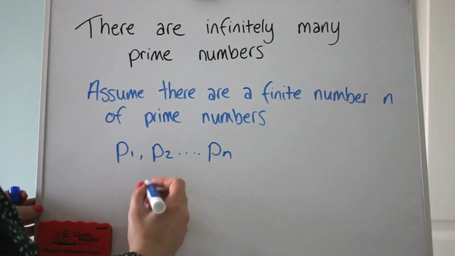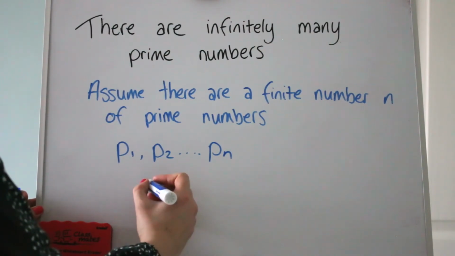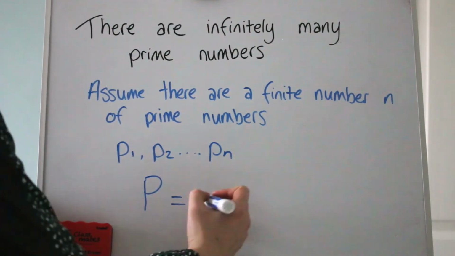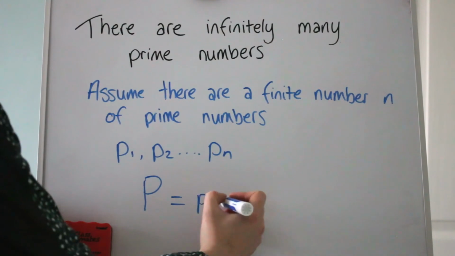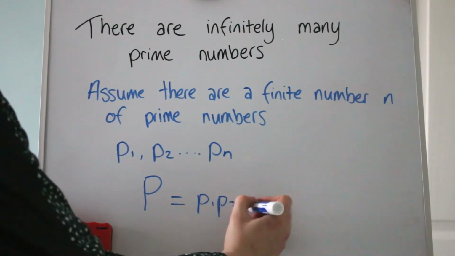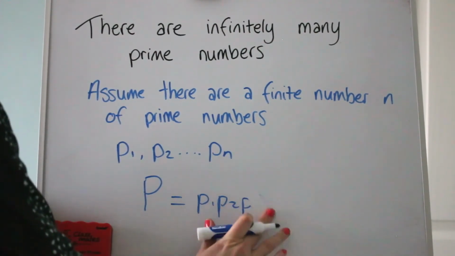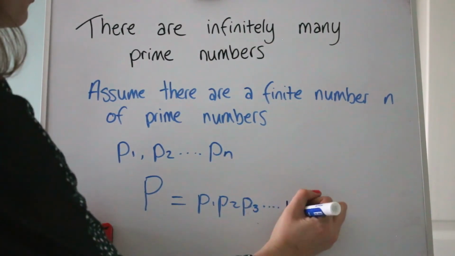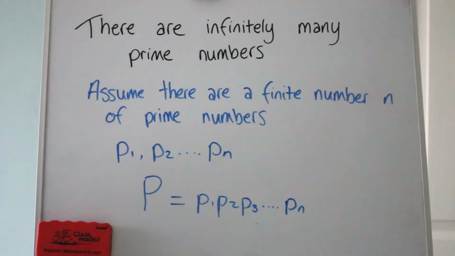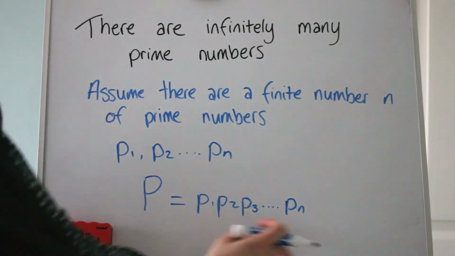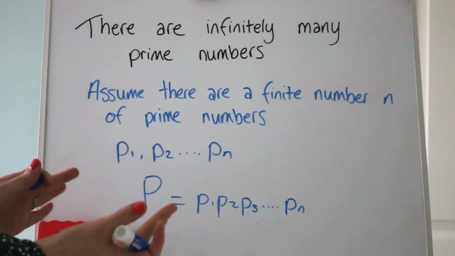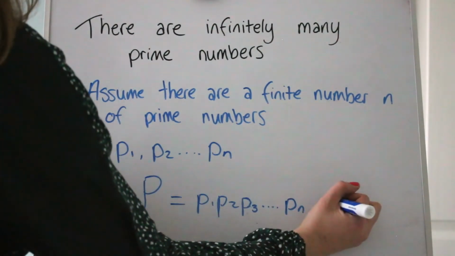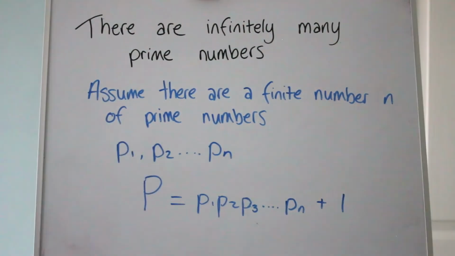Then we define another number, which I'm going to call capital P, and that is made by multiplying all of those together. So we're going to multiply all those prime numbers, so they're all the prime numbers that exist, and we're multiplying them together to make another number, but we're going to add 1 to it. And now we use some logic.